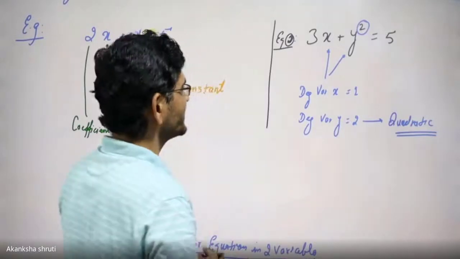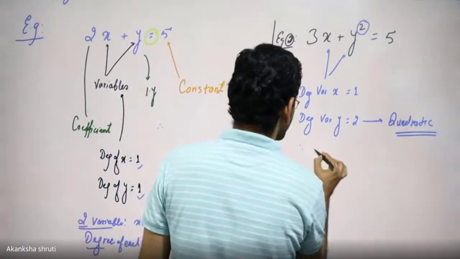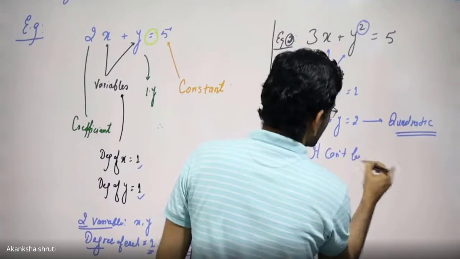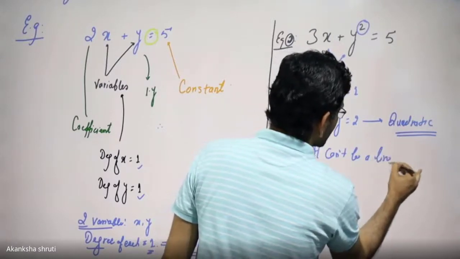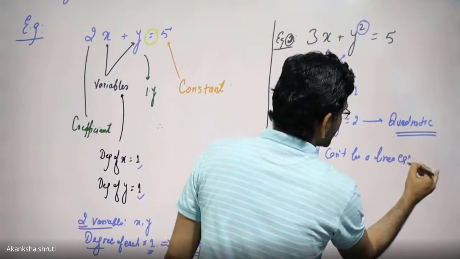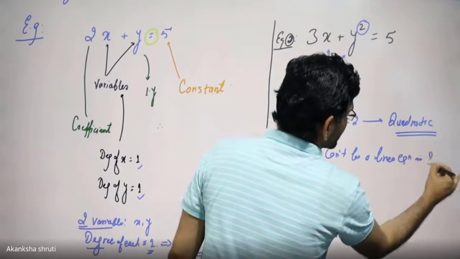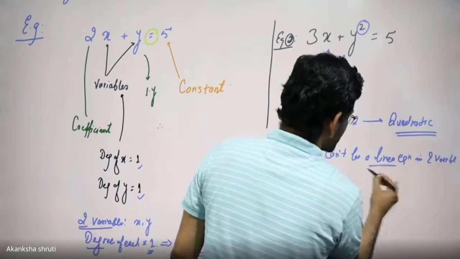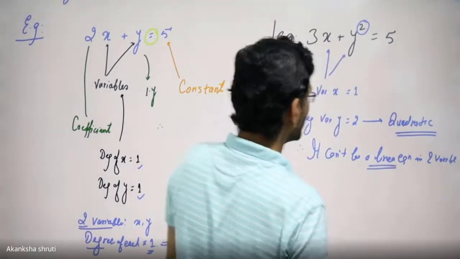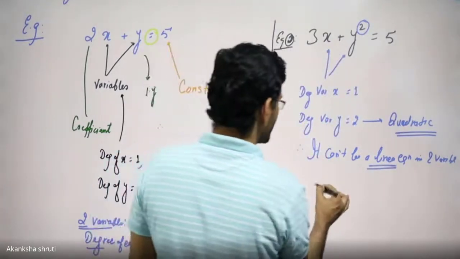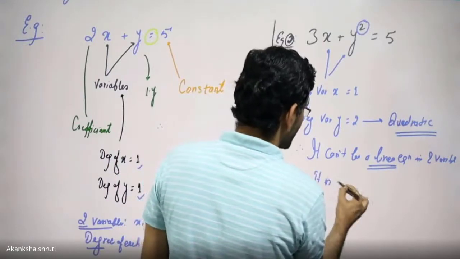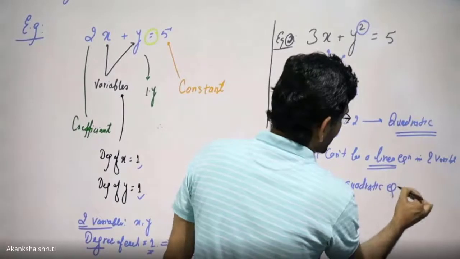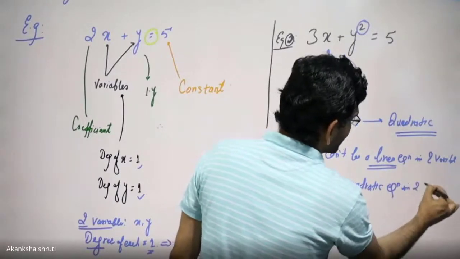Okay, students? Therefore, it cannot be a linear equation in 2 variables. Though it is a 2 variable equation, it is not linear. What is it? It is a quadratic equation in 2 variables.